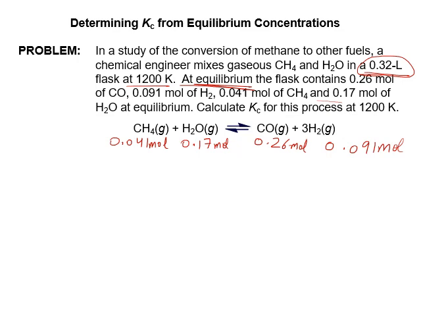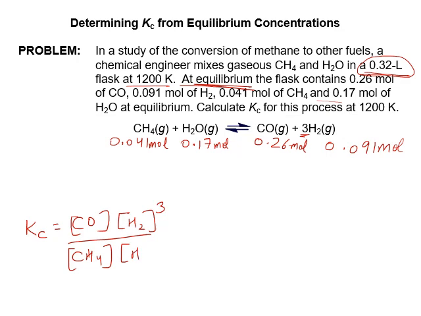So if I want to calculate Kc, the first thing I need is the expression of Kc. Based on the reaction, Kc will be products over reactants. All of these are gases, so all of them will be included in the expression. This would be the concentration of CO multiplied by the concentration of hydrogen cubed because of the coefficient here, divided by CH4 and water. So this would be my expression.